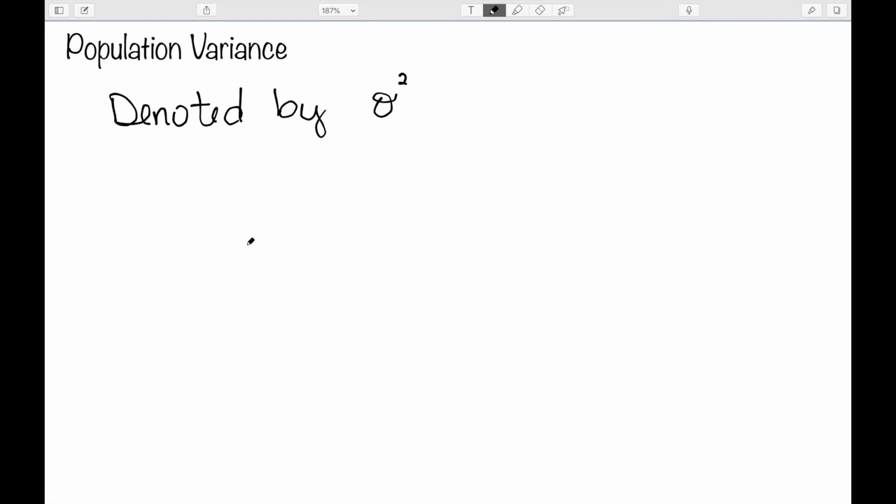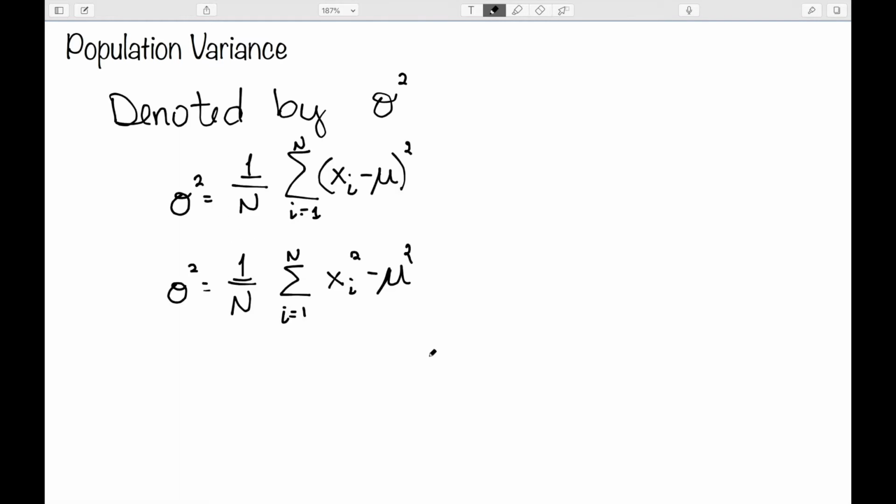The population variance is denoted by sigma squared. And there are two different ways we might want to calculate it. One of them says 1 over n, the population size, of the summation of all the values xi minus mu squared. This formula here tells us exactly what it is that we're doing. We're looking at how far things are from the mean.